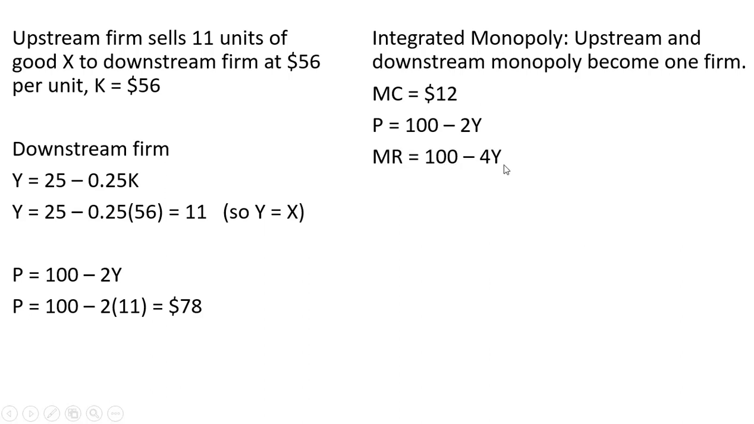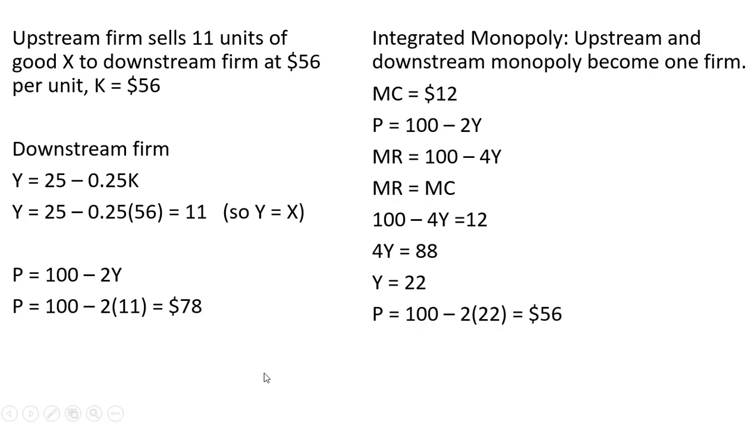Marginal revenue is 100 minus 4Y. Setting marginal revenue equal to marginal cost. Solving for Y. This giant monopolist would actually produce twice as much output compared to two separate monopolies, an upstream and downstream monopoly. And in terms of the market price, instead of $78, consumers now would only pay $56.